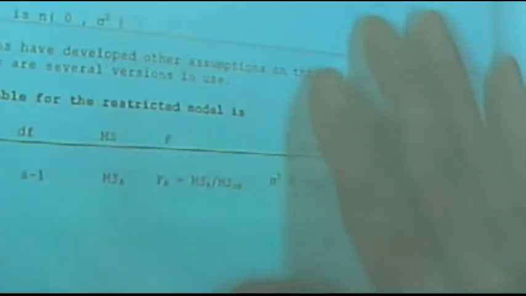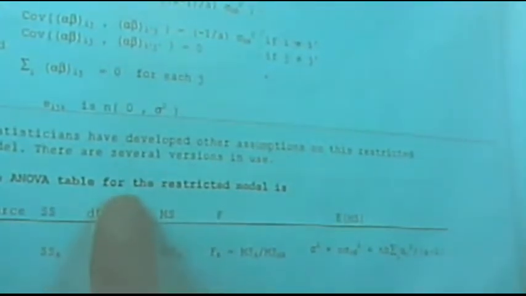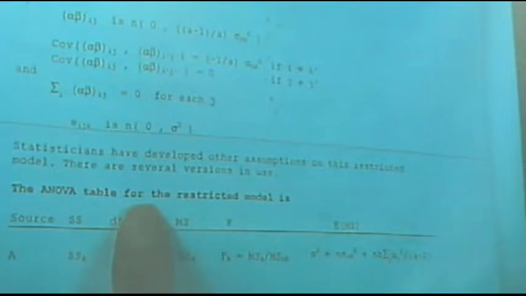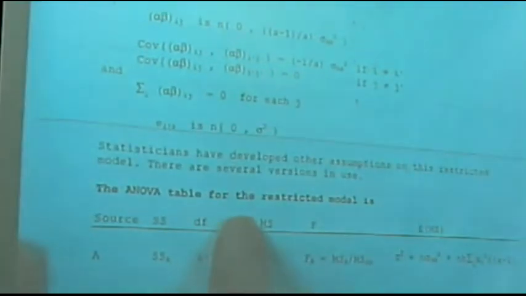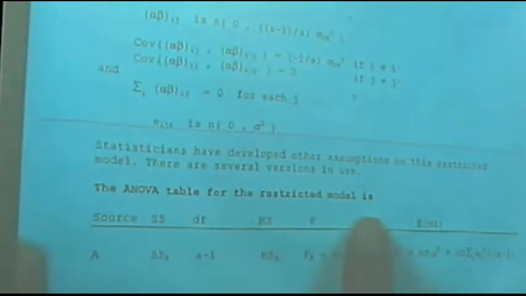Now the thing that I want to point out here is something that I'm sure I didn't emphasize at all when we did this in class. There's a table of the various F statistics that are possible here with their expected mean squares. Before that table, notice this heading. This table only applies for the restricted model. It doesn't apply for the unrestricted model. There would be a different table for the unrestricted model.